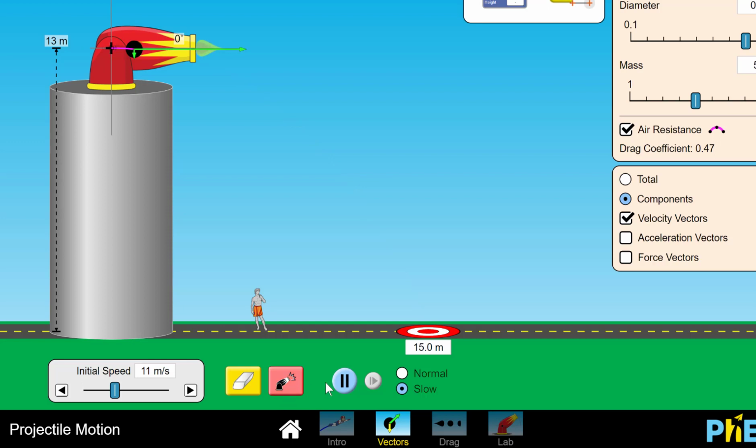Just fire it. Initially, the velocity vector here is 11, and it stays 11. When it started, there was no downward arrow. Then the downward arrow here starts getting bigger and bigger. I'll just step forward and we can see it. The downward arrow is getting bigger and bigger, and now it's about 11 as well. 11 that way, and 11 that way.